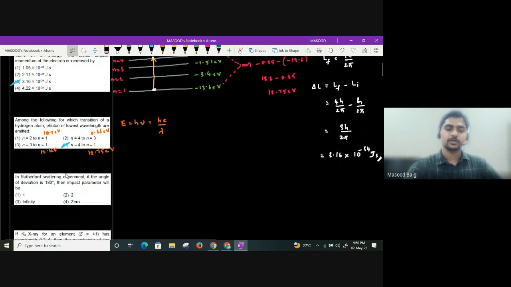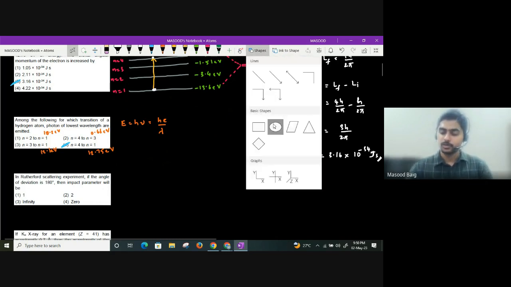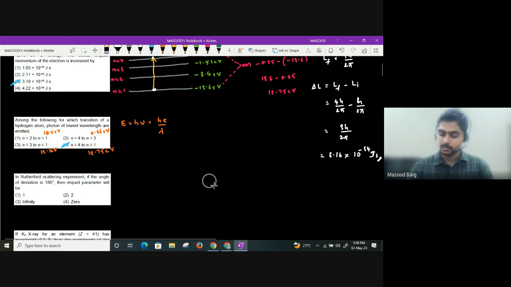In Rutherford experiment, if the angle of deviation is given as 180 degrees, then what is the impact parameter? So basically, what is the meaning of impact parameter, b? Whenever we talk about impact parameters, let us say this is the nucleus of the atom.